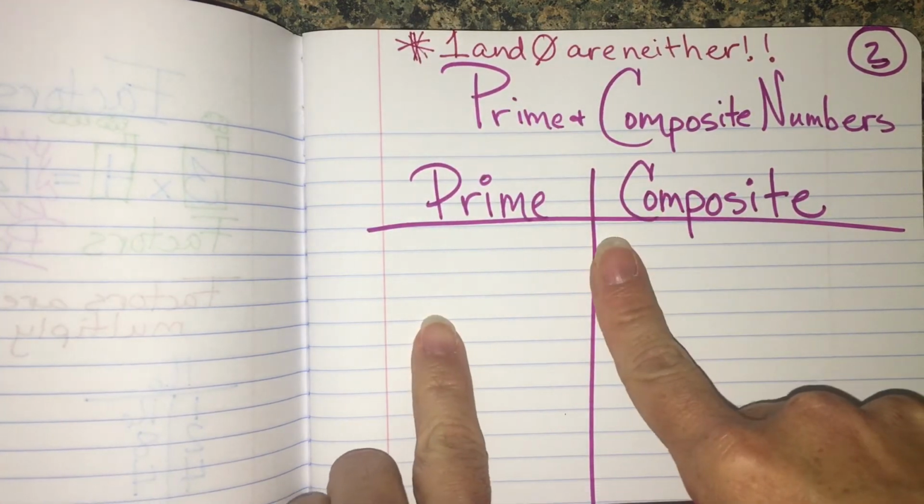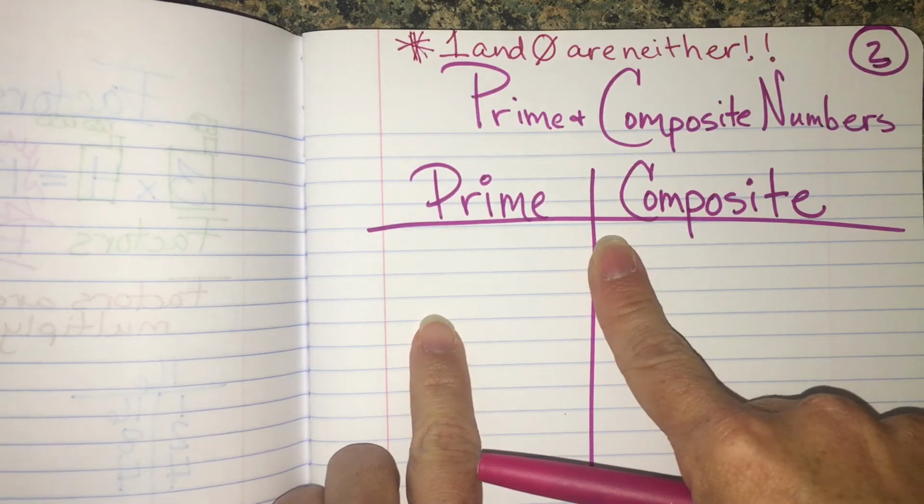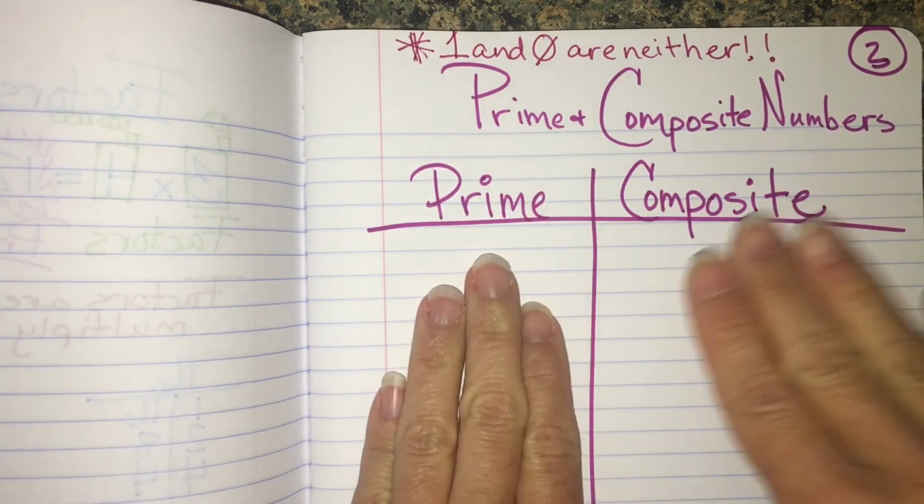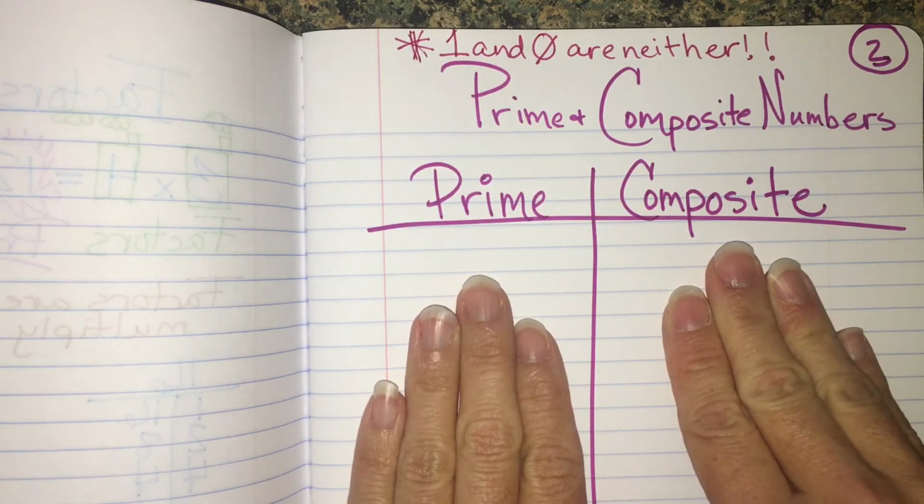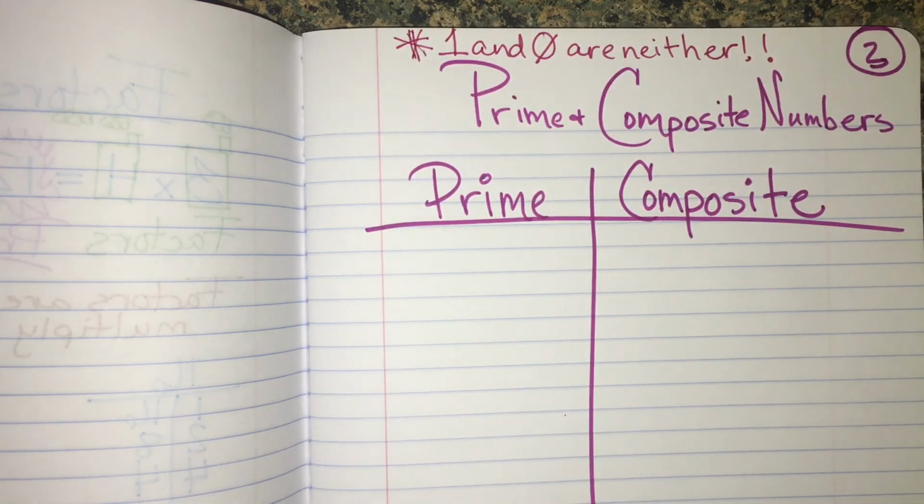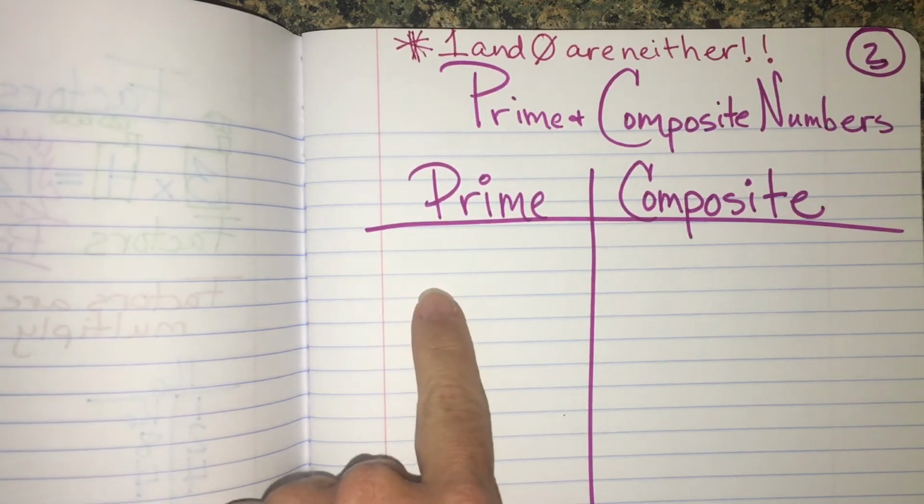After that, every whole number after 1, so starting at 2, is either prime or composite. This is very black and white. It's either one or the other, okay? And I'm going to show you how to tell the difference between them. So first of all, I'm going to talk about prime numbers.